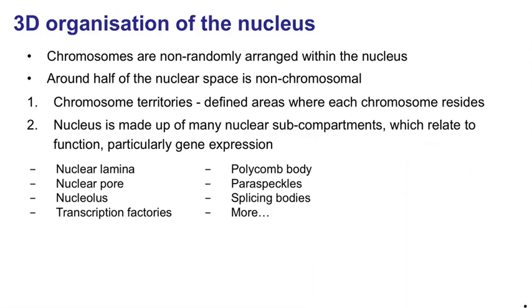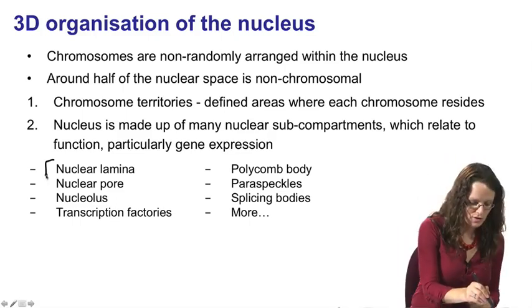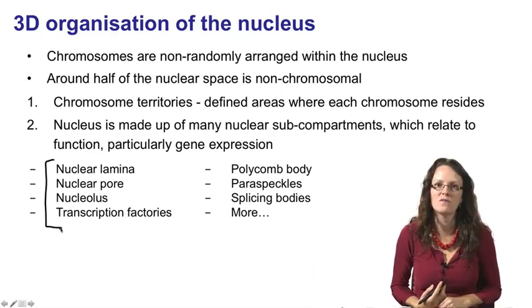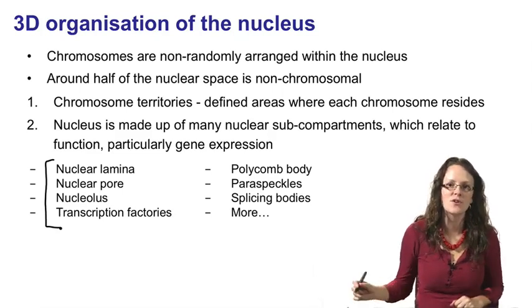So there are many nuclear subcompartments that we can think about: the nuclear lamina, the nuclear pore, the nucleolus, the transcription factories, polycomb bodies, paraspeckles, splicing bodies, and probably many more. In this lecture, we're just going to think about these first 4, the nuclear lamina, nuclear pore, nucleolus, and transcription factories, as well as thinking about those chromosome territories.